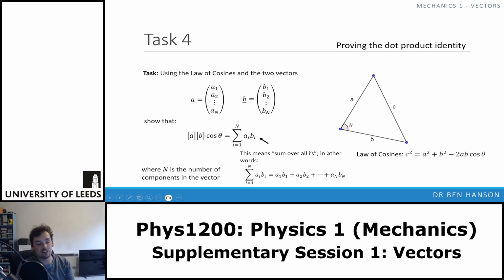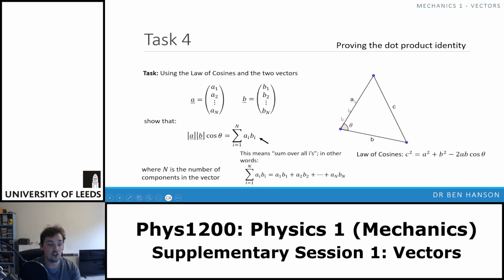But just for interest's sake, this sum means sum over all i's. In other words, the sum of i from i equals 1 to n of AiBi is A1B1 plus A2B2 plus A3B3 plus A4B4, and so on, all the way up to AnBn. So this is like the general dot product, right, for more than 3 dimensions.